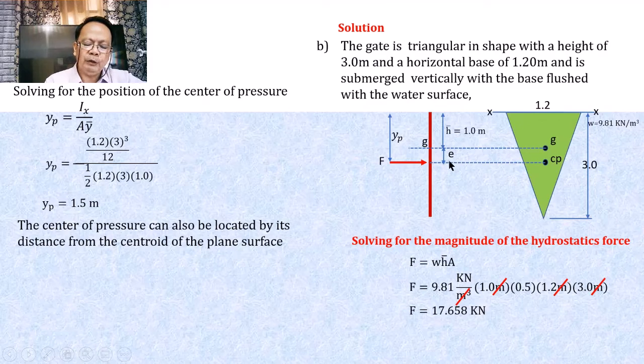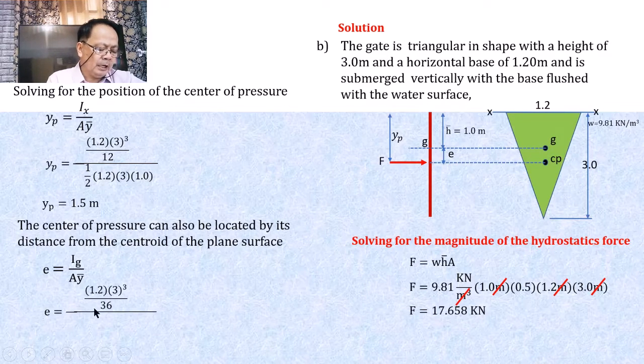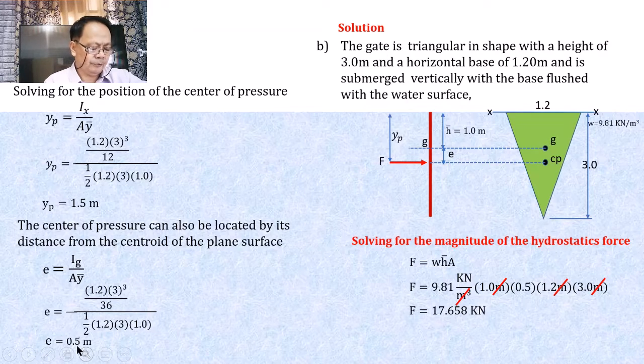Ibig sabihin, we will be looking for this E. And we know that E will be equal to I sub G over A Y bar. Tandaan, ano? I sub G because the distance will be referred from the centroid. Therefore, it will be I sub G, and therefore, it will be equal to BH cube over 36 because the triangle has the moment of inertia with respect to the centroid equal to BH cube over 36. Divided by the same quantity, that is 1 half of 1.2 multiplied by 3 multiplied by 1. And this gives us a value equal to 0.5.